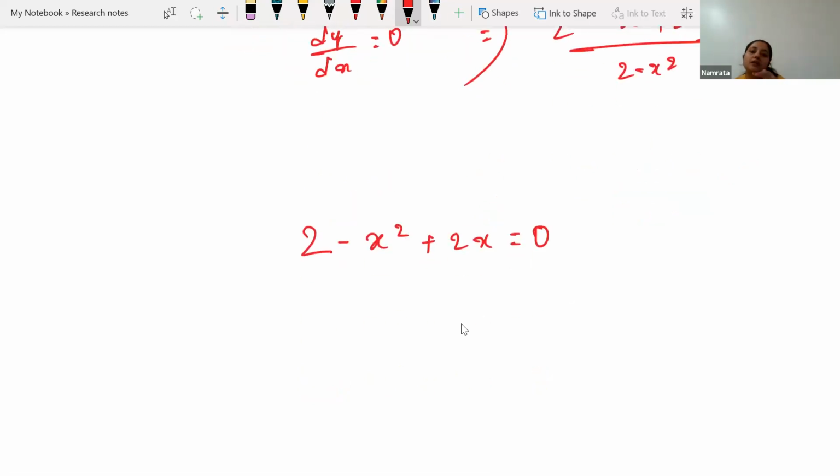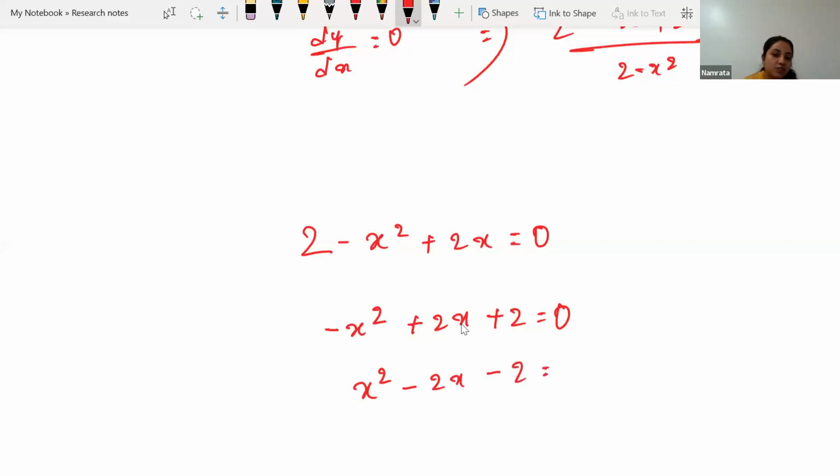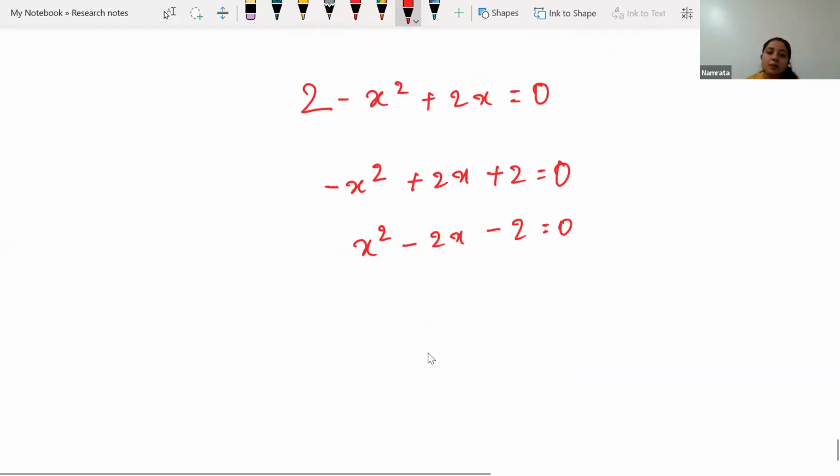This is a quadratic equation, if you can see. So is it possible to split the middle term? Here we'll have minus x square plus 2x plus 2 is equal to 0. For finding the value of x, we need to factorize it. Let's take negative common from that side. So we'll have x square minus 2x minus 2 is equal to 0. Is it possible to split the middle term? I can't see. So if it is not possible, then we have a formula, the quadratic formula, which can be applied over here. Okay, let's apply that.